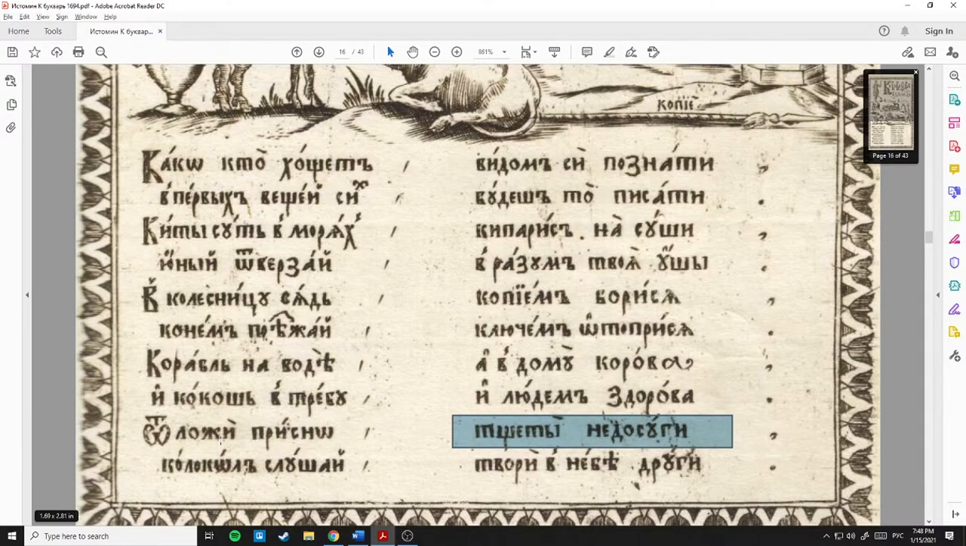Недосуги. Колокол, слушай, listen to the bells, твори, create, в небе, други. So, create in, в небе, in the sky, friends, друг, or different, another, други, other. It's други. So, that's friends. Твори, в небе, други. Just don't know what this is. Чети недосуги.